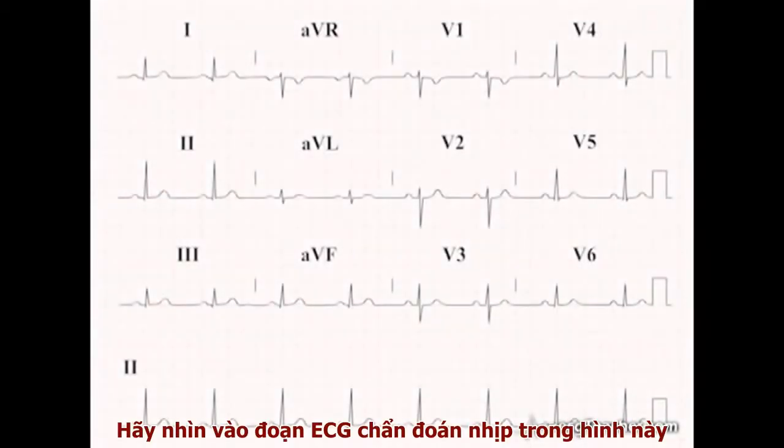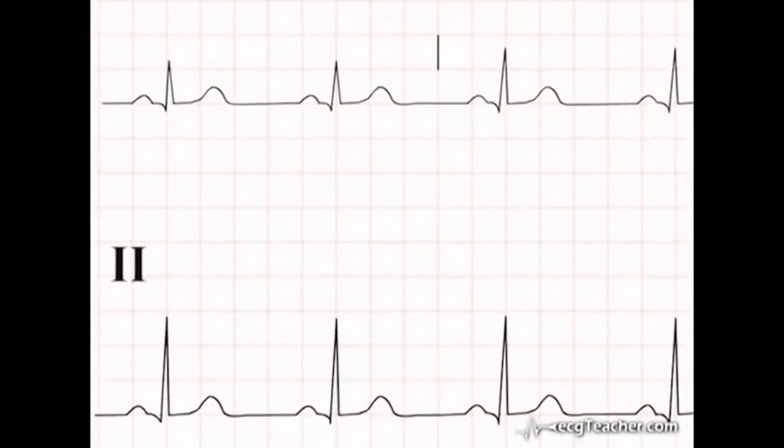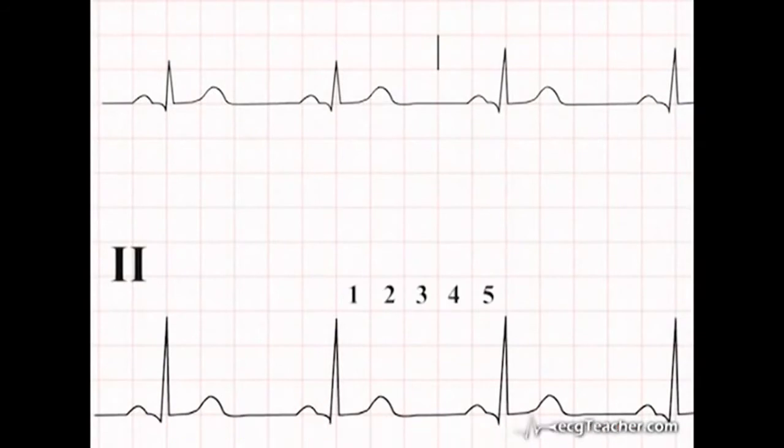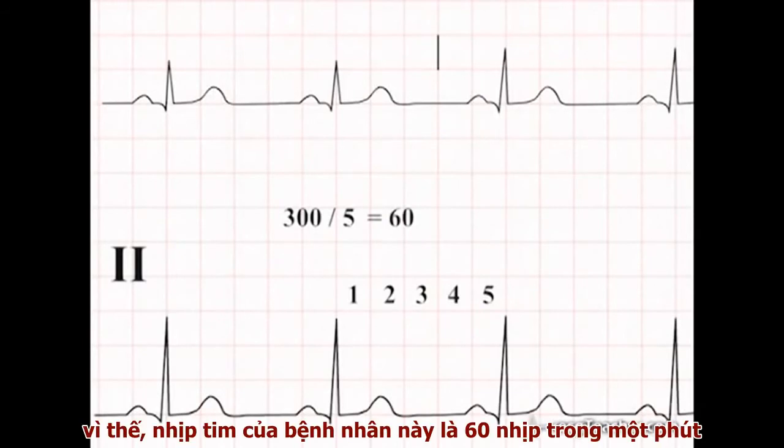Look at the rhythm strip on this ECG. There is 1 R wave present to every 5 large squares. So, in 300 large squares, there will be 60 R waves present. This patient's heart rate is therefore 60 beats per minute.